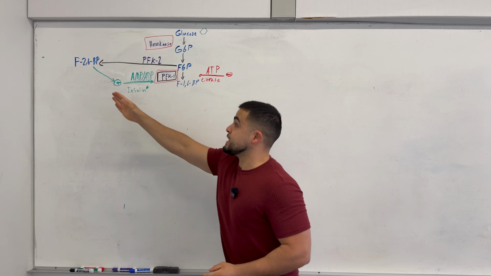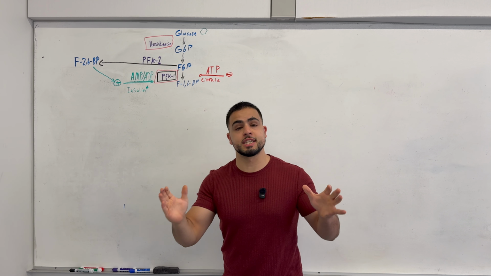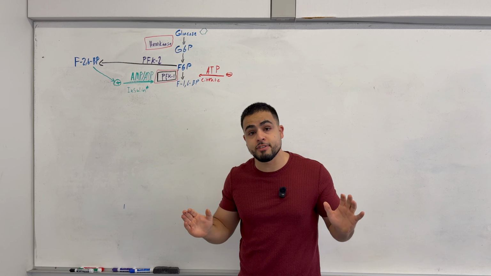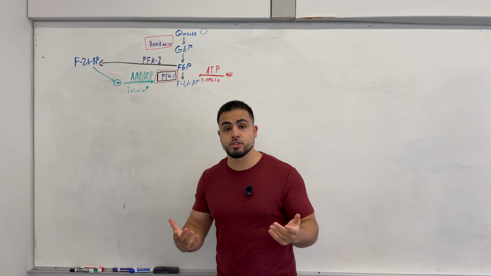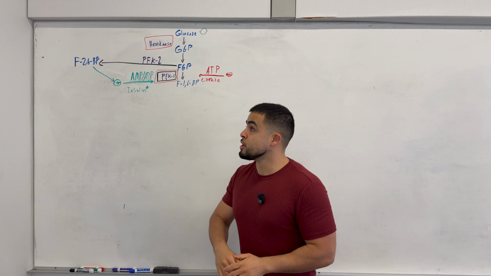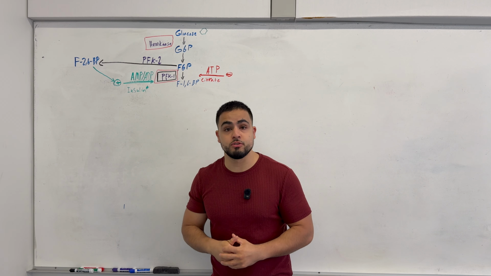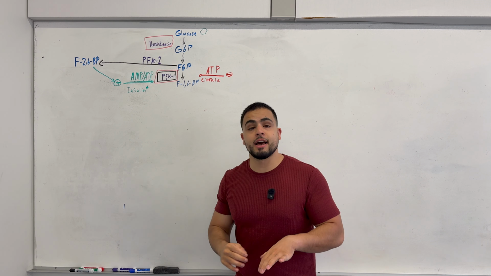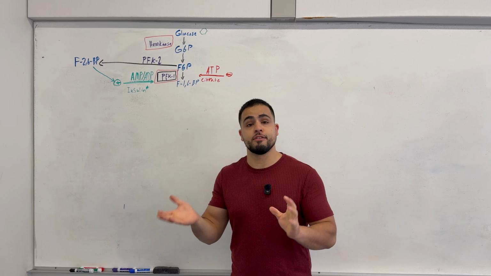And just as a side point, this molecule over here also shuts down gluconeogenesis. And this makes a lot of sense, because gluconeogenesis and glycolysis are the reverse processes of one another, there's no sense in having them run at the same time. So this molecule, fructose 2,6-bisphosphate, when present, will activate glycolysis, shut down gluconeogenesis, and vice versa.